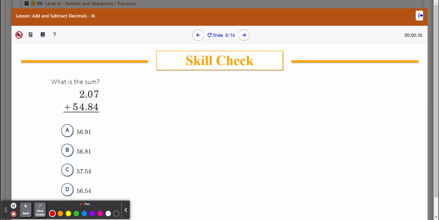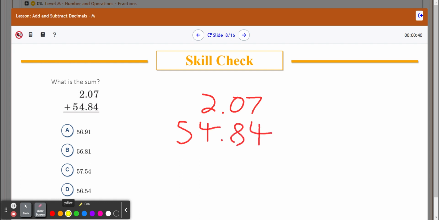So here it has, what is the sum of 2.07 plus 54.84. Now again, you've got to make sure your decimals are lined up. Decimals here, decimals here. The decimals are right on top of each other. Now you just add it just like you would normally, the column method.